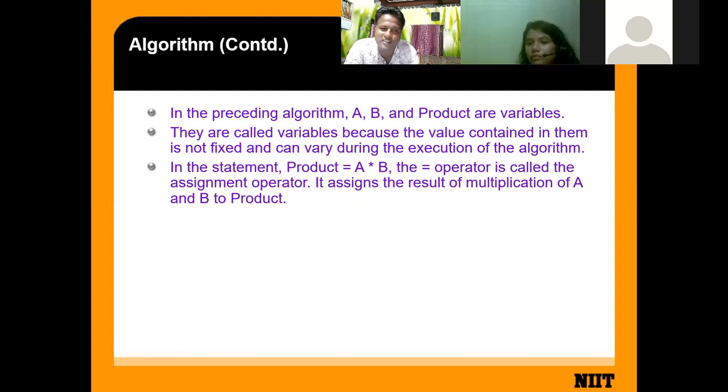So a variable, you can say, is a memory location where you store the value.